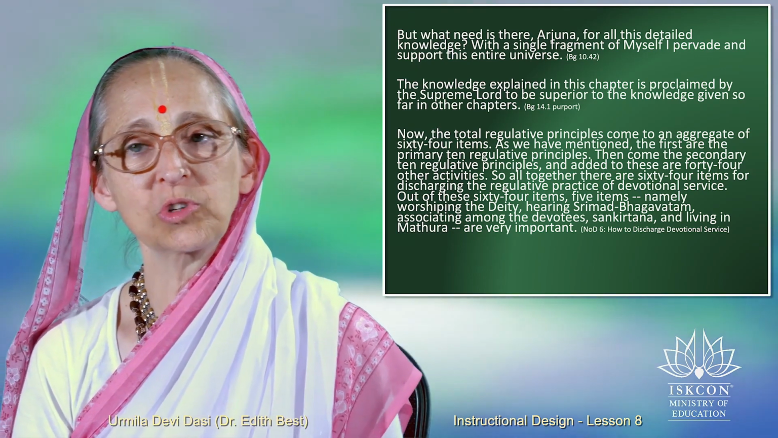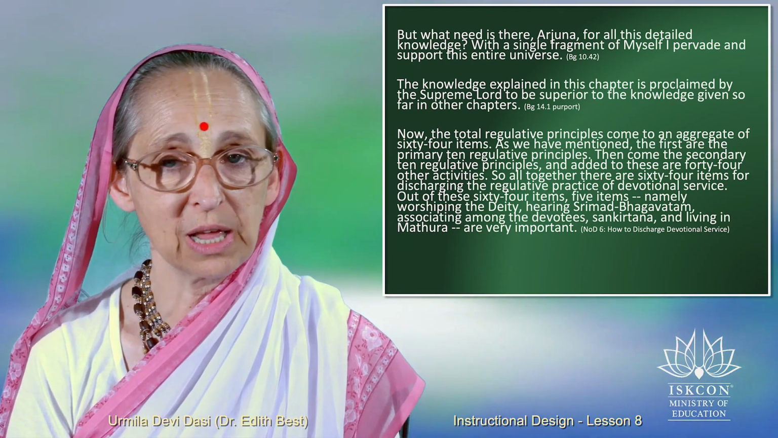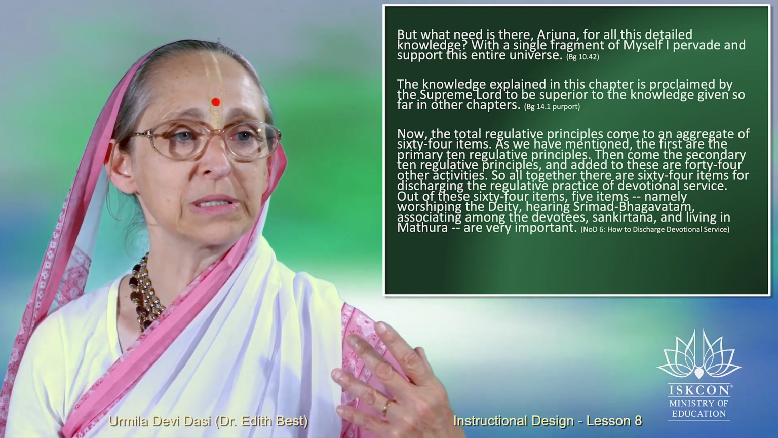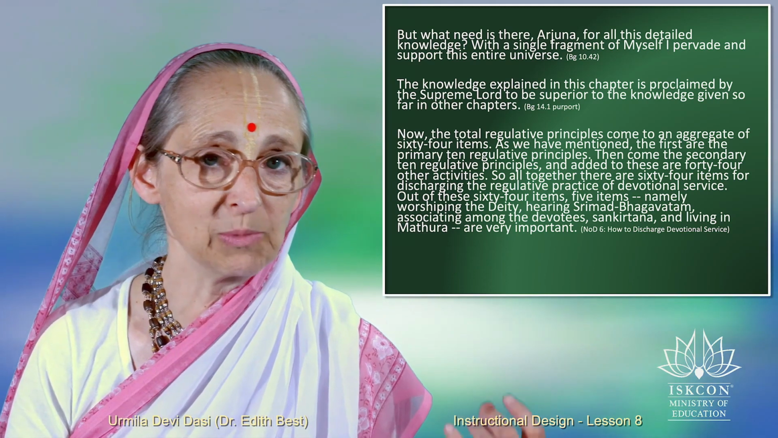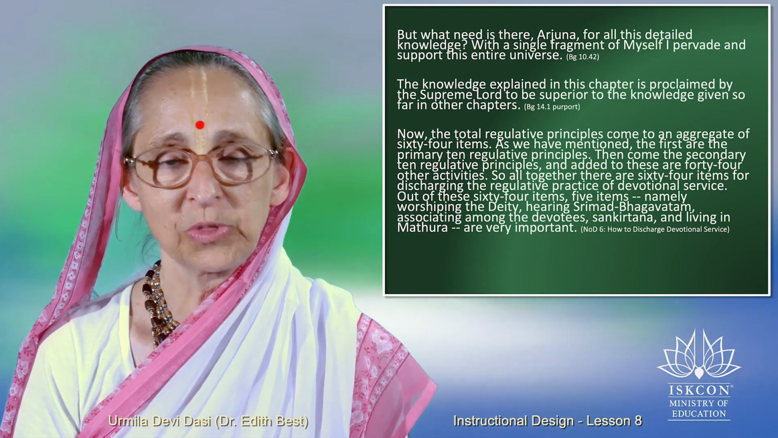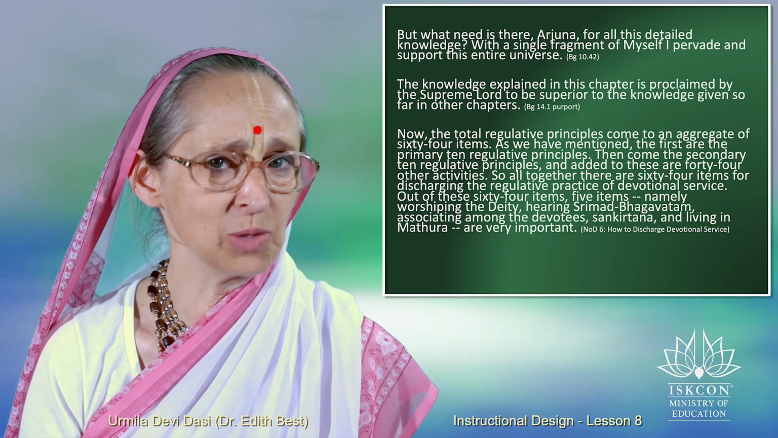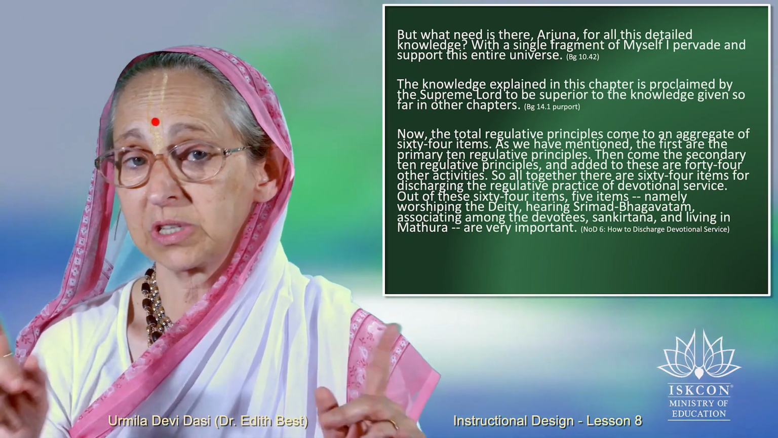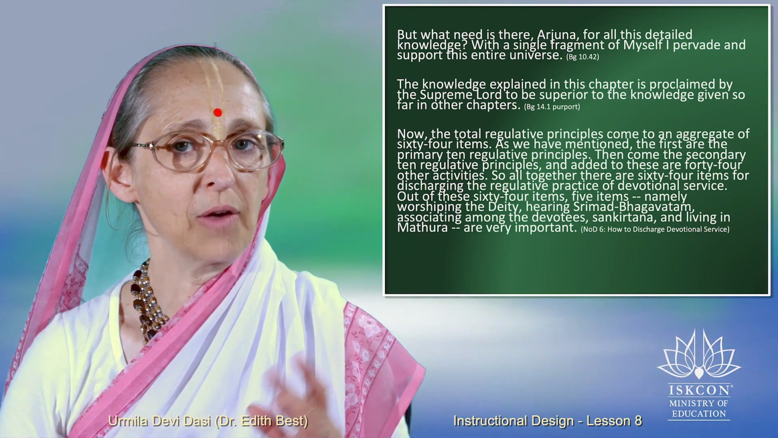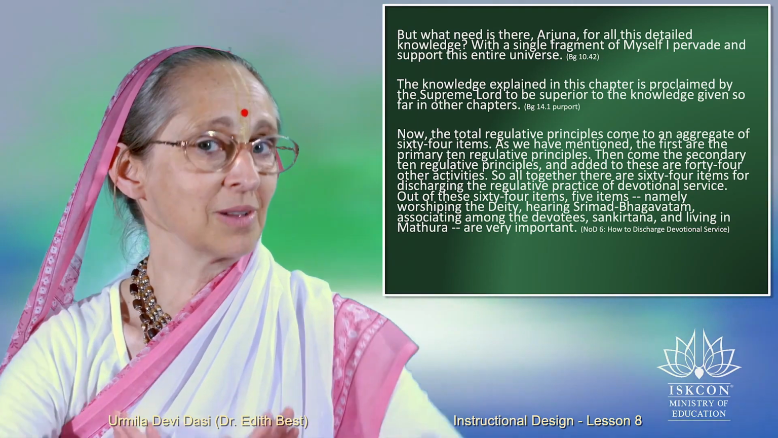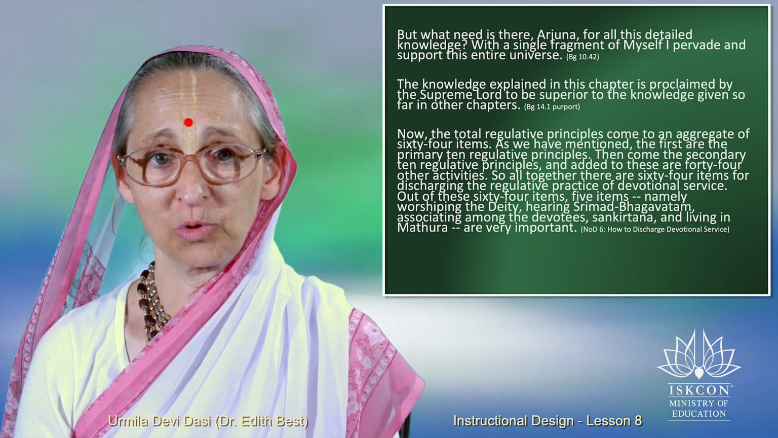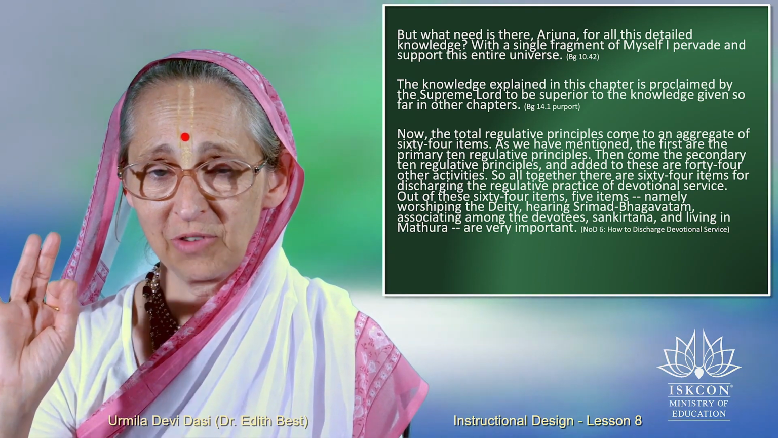The next example, although it's from a purport, is related to something that Krishna said. This is from Bhagavad Gita, chapter 14, text 1, purport, where Prabhupada says, the knowledge explained in this chapter is proclaimed by the Supreme Lord to be superior to the knowledge given so far in other chapters. So Krishna makes a declaration right at the beginning of chapter 14. Hey, this is more important than what I've taught you so far. He's signaling it. He's flagging it. So we have an example from chapter 10 of where Krishna says, I told you all this, but it's not very important. And then we have an example from chapter 14 where Krishna is signaling this is very important.